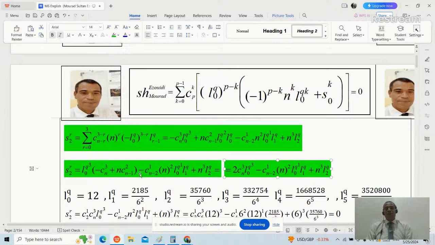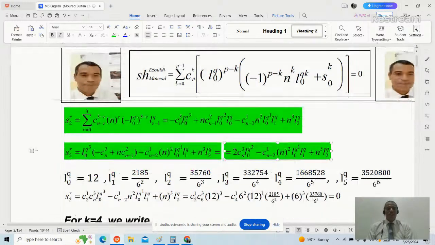Therefore, the first term written inside the brackets is a combination, 2 choose 1, which is written as 2 times combination n choose 3 times L0 for the q raised to the power 3, minus combination n minus 1 choose 1 times the square of n, L0 for the q, L1 over the q, plus n cubed, L2 over the q.